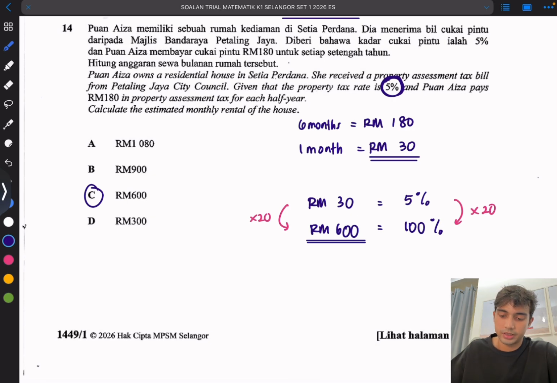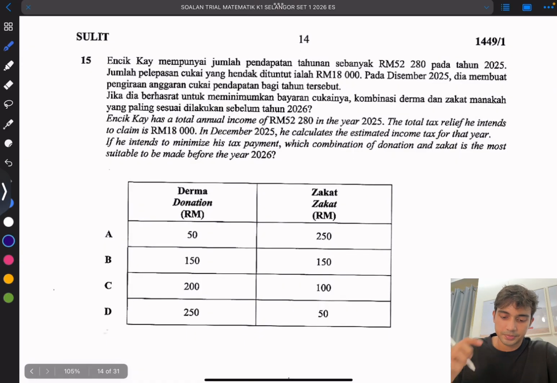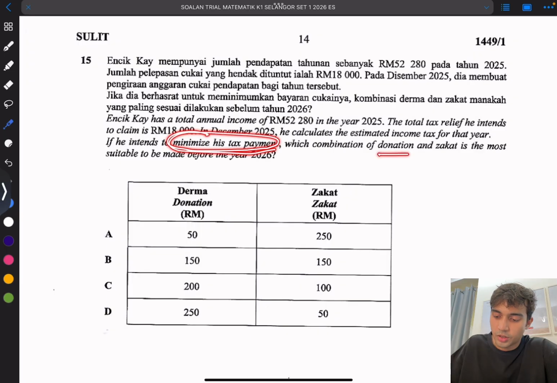Alright. Question 15. Encik K has a total annual income of this much in the year 2025. Total tax relief he intends to claim is 18,000. In December 2025, he calculates his estimated income tax. If he intends to minimize his tax payment, which combination of donation and zakat is the most suitable? Oh, it's quite an interesting question.